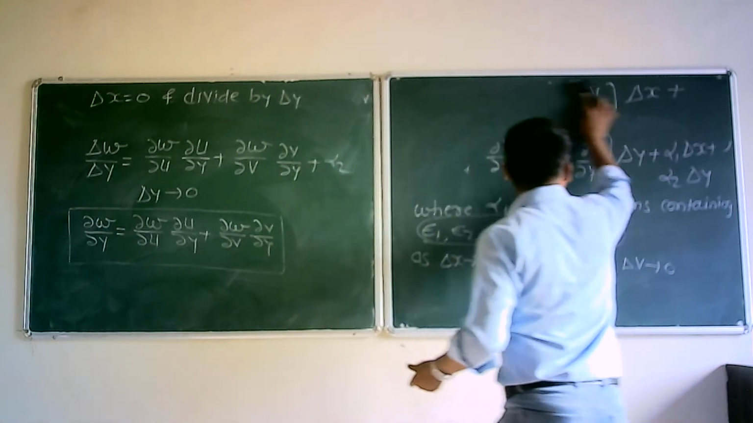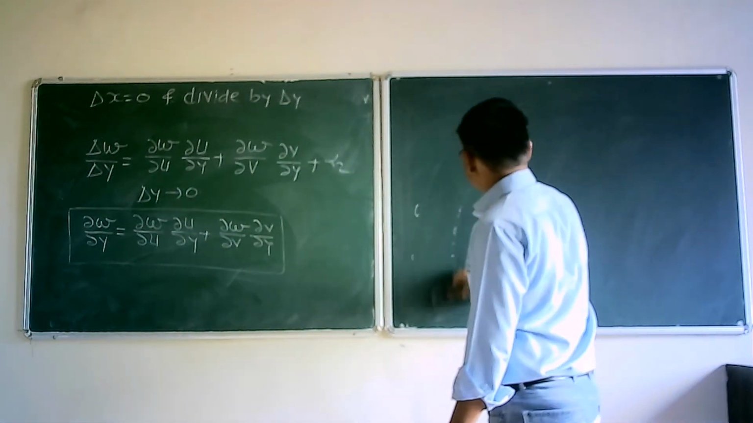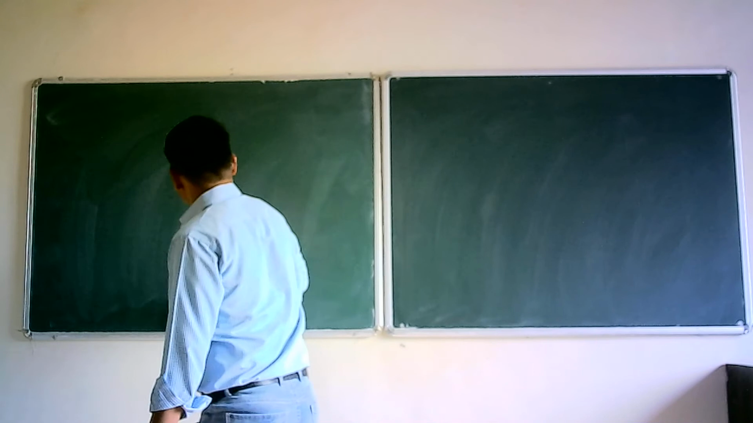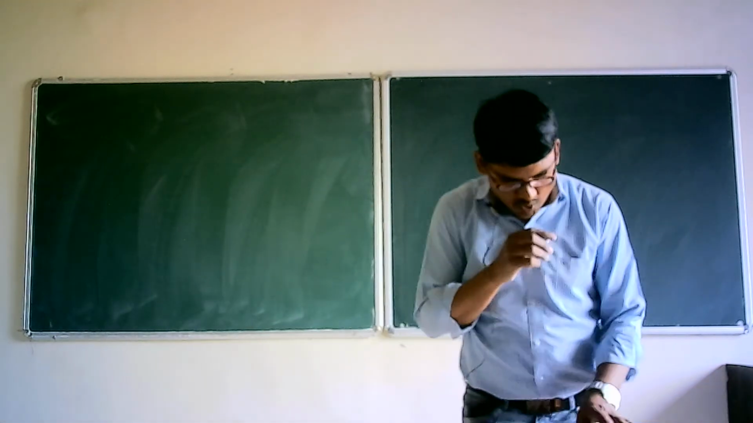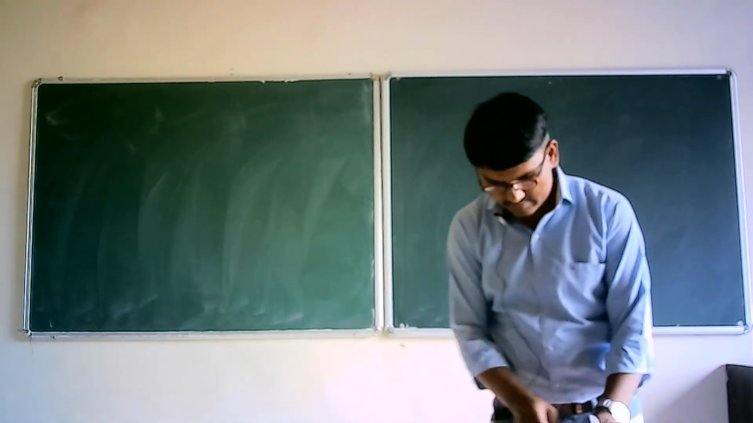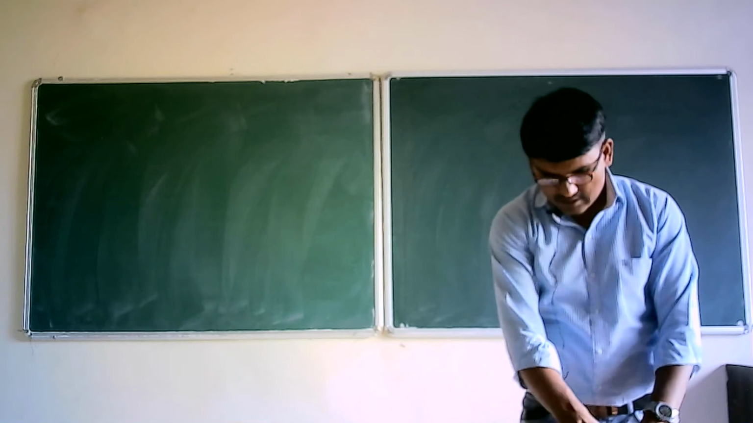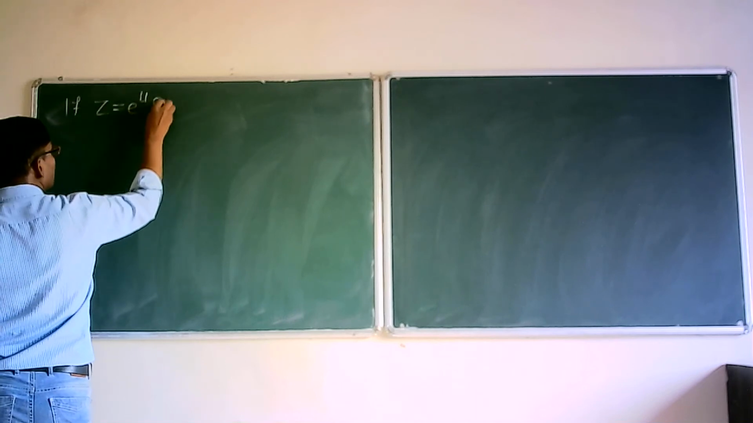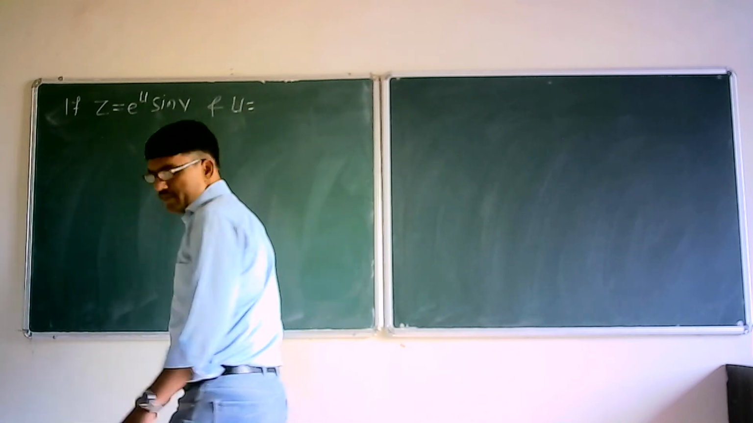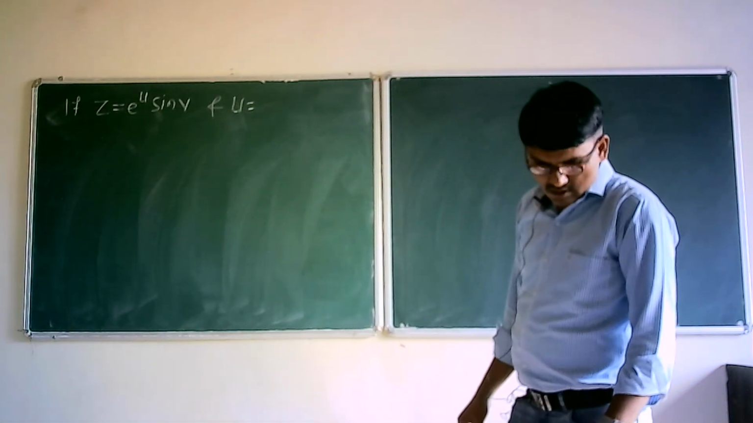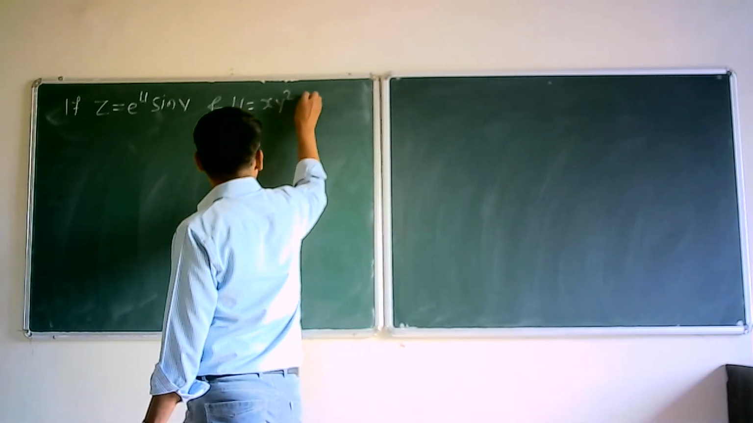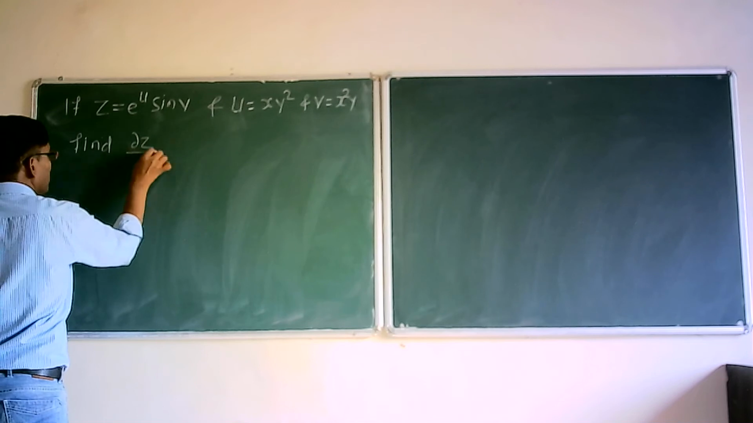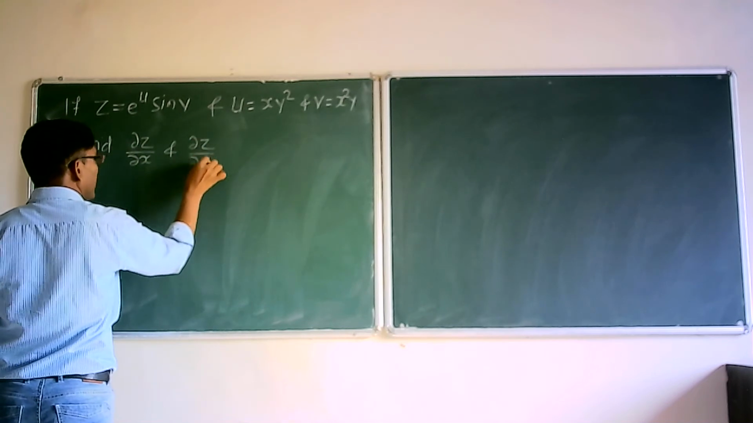So now, consider an example. If z is equal to e raised to u sin v, and u is equal to x y square and v is equal to x square y, find dabba z by dabba x and dabba z by dabba y.